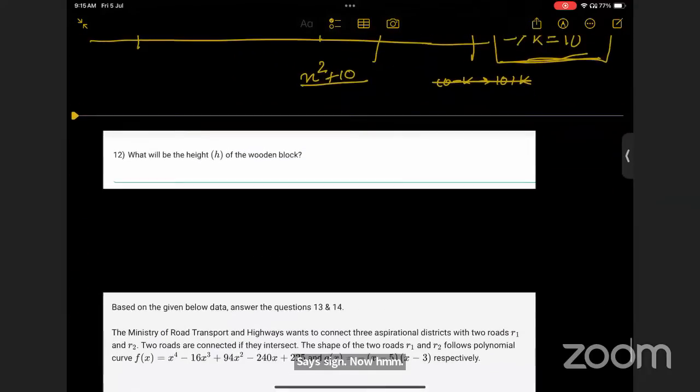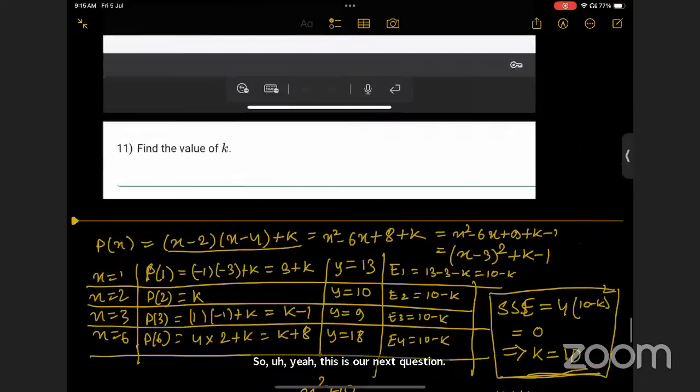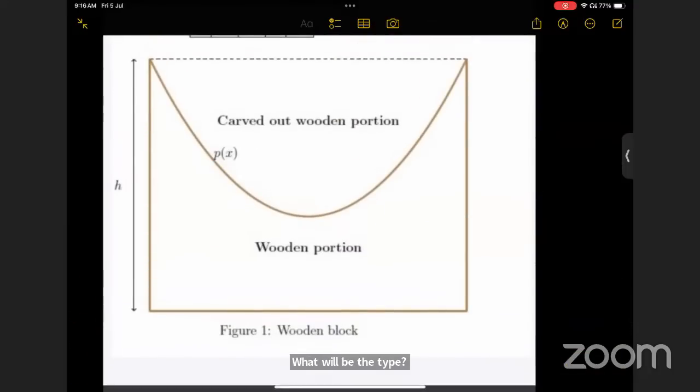So yes, this is our next question. What will be the height? You can see the picture. The height is h. So what will be the value of h here? Okay, so we have two or three answers. So you're saying it's 18.